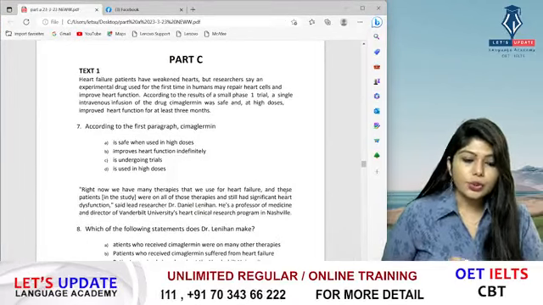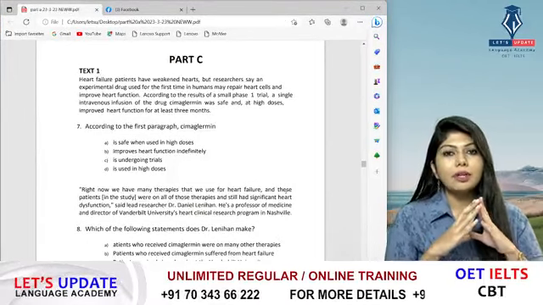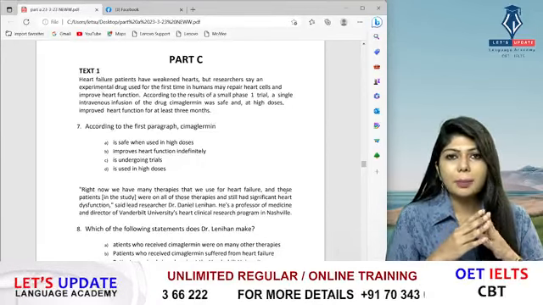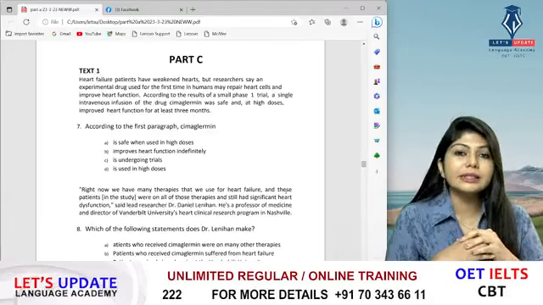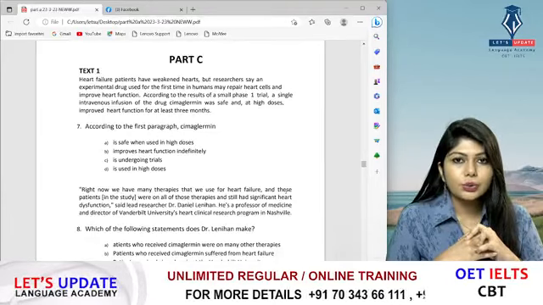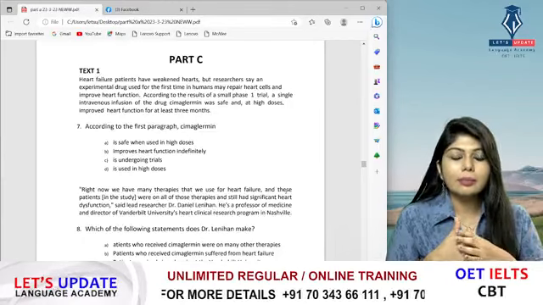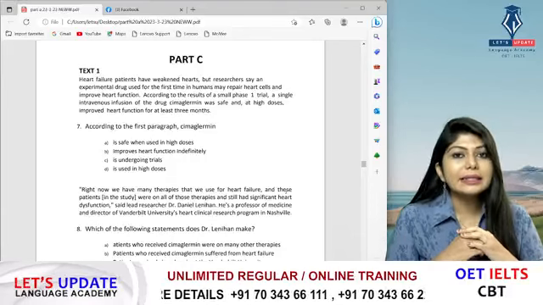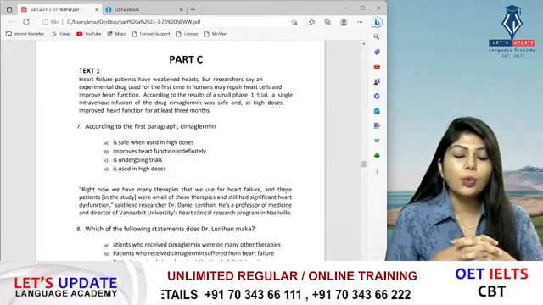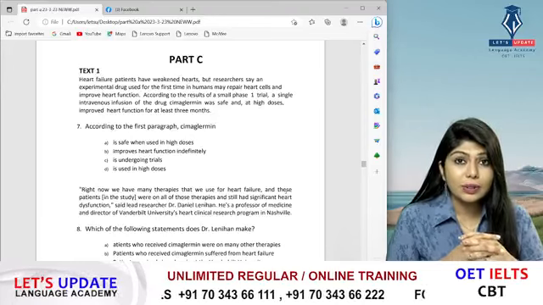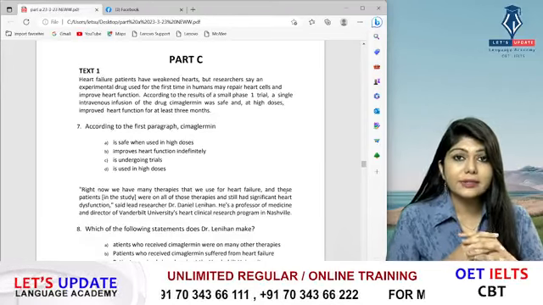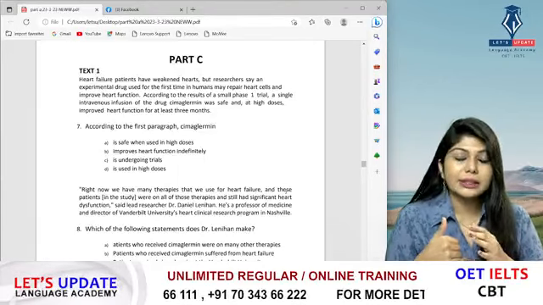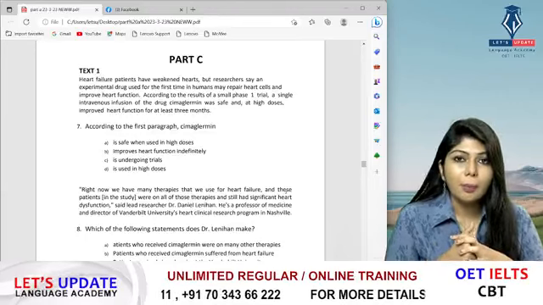Usually the pattern is such that there will be a long text containing around 8 to 10 paragraphs, followed by a set of 8 questions. Then you will have another long text followed by another 8 questions, so a total of 2 texts and 16 questions. Last week we did C1, the first text from the Part C section, and today we will be discussing C2, the next long text from the Part C section.